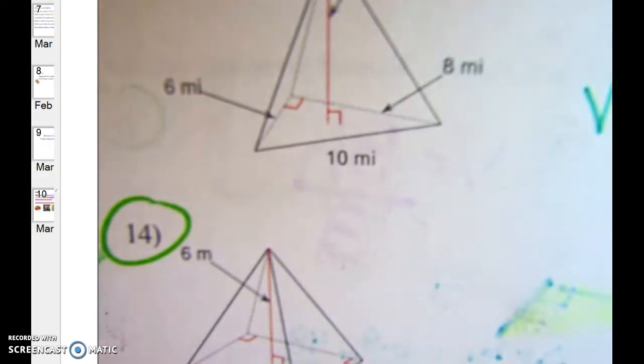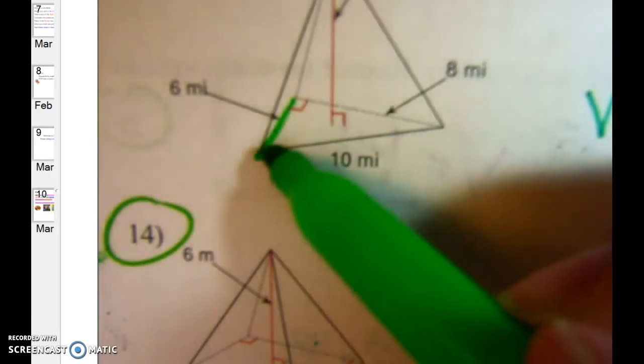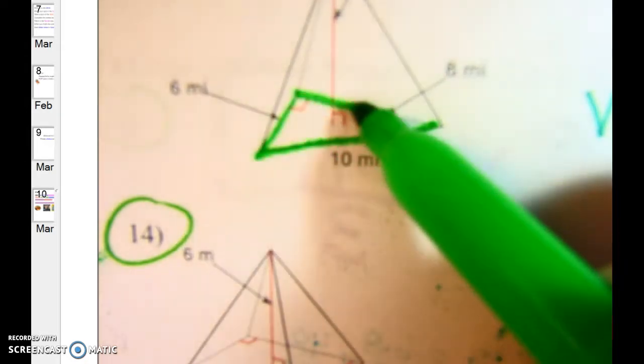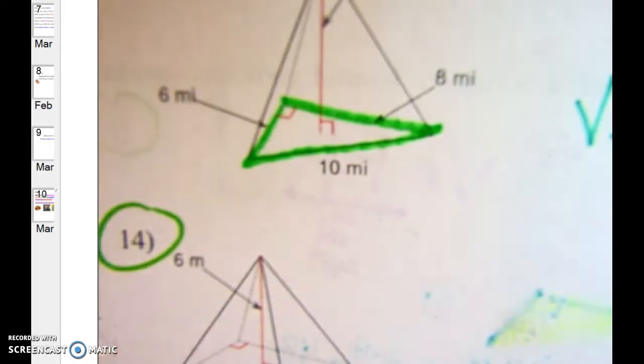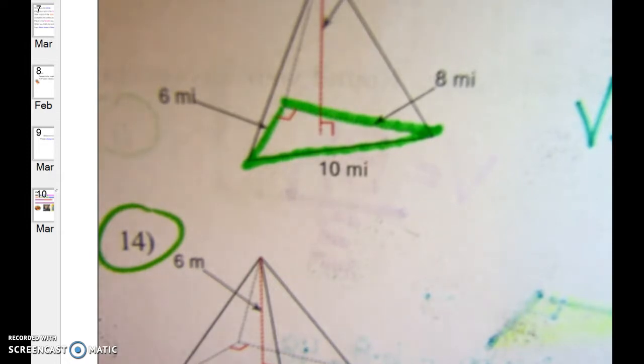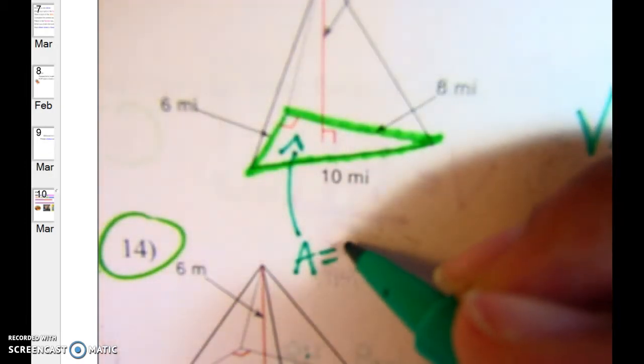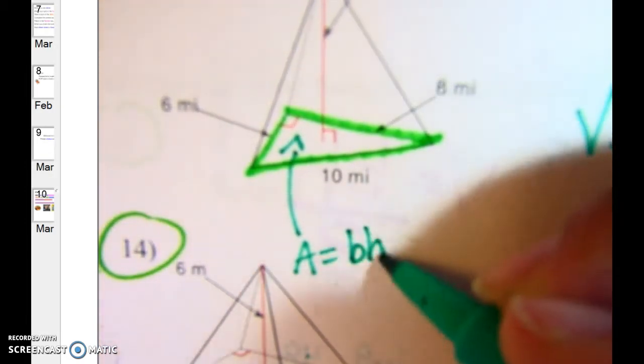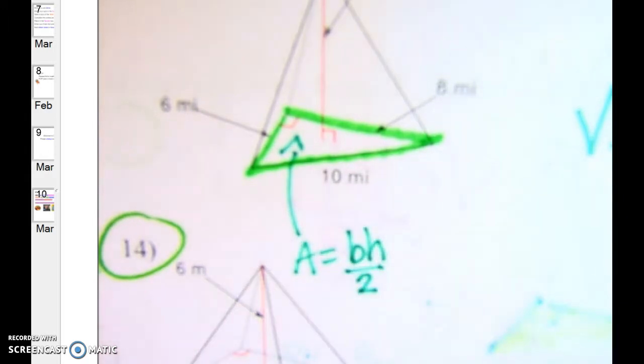Let's find this. So I'm going to highlight my base. This is the base, the bottom of the pyramid. And I have to figure out what shape that is. Well, what shape is that? It's a triangle. How do I find the area of a triangle? The area of a triangle is base times height divided by 2, because 2 triangles fit in a rectangle.